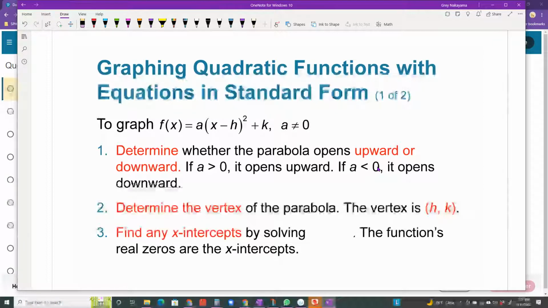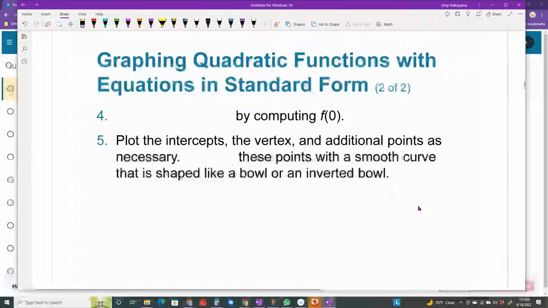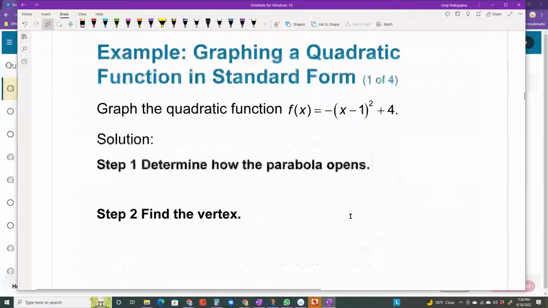Then you're going to find any x-intercepts, and the x-intercepts are found when y is 0. So that means we're going to solve the equation f of x equals 0, and those real zeros are the x-intercepts. Then we're going to find the y-intercept by computing f of 0. And then we're going to connect all those points to make a parabola, like a bowl or an inverted bowl. So here's an example.